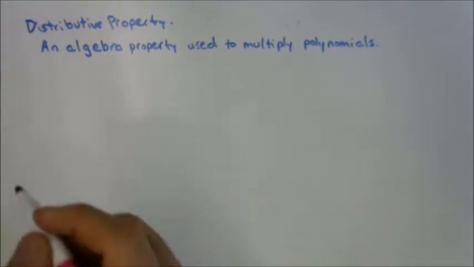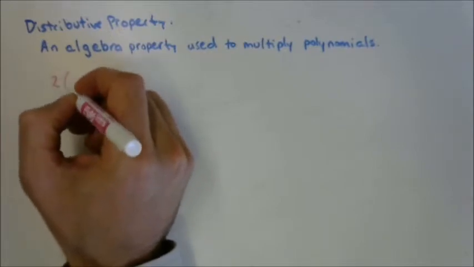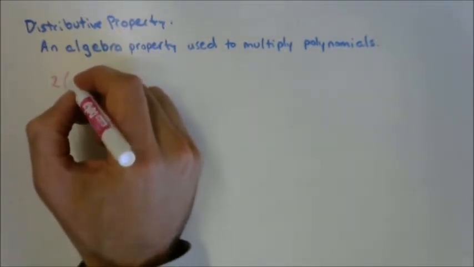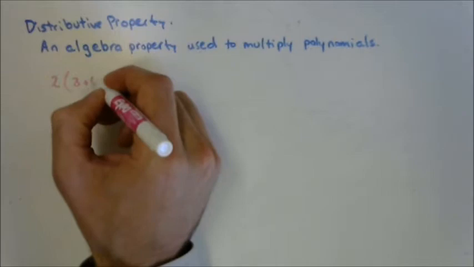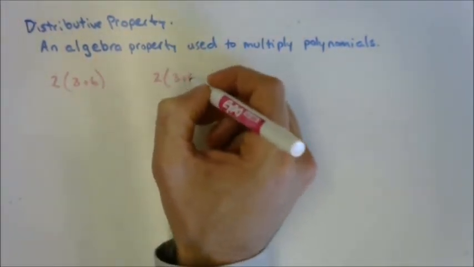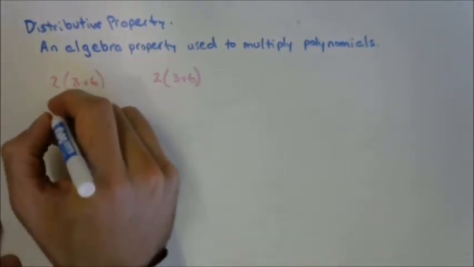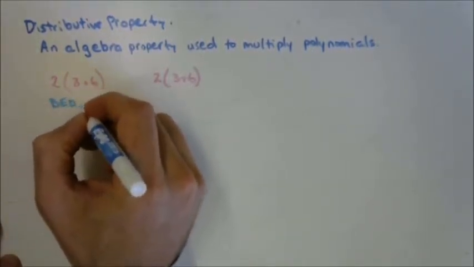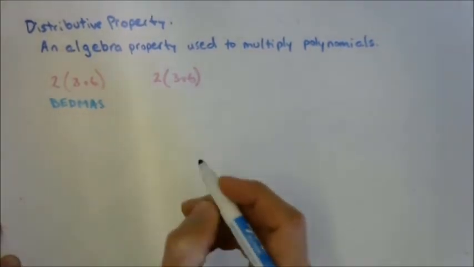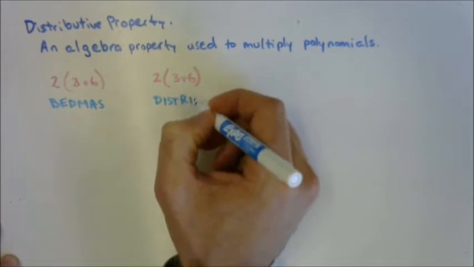So we can take a first really easy example and just look at what happens when we have two polynomials. Let's say the monomial 2 times the binomial 3 plus 6. We're going to look at this in two different ways, just to show that the distributive property works and always works. We could solve this using BEDMAS. Or we could solve it using the distributive property.